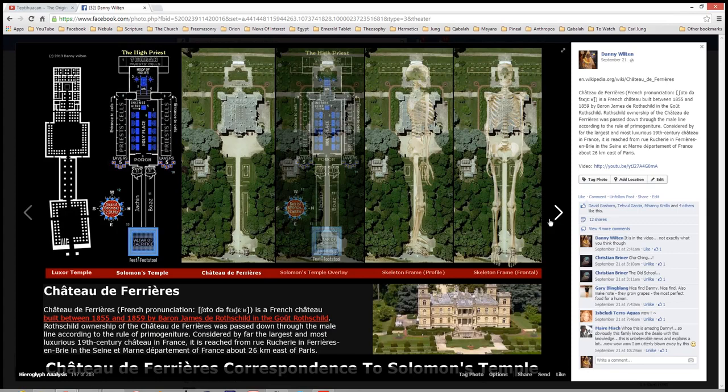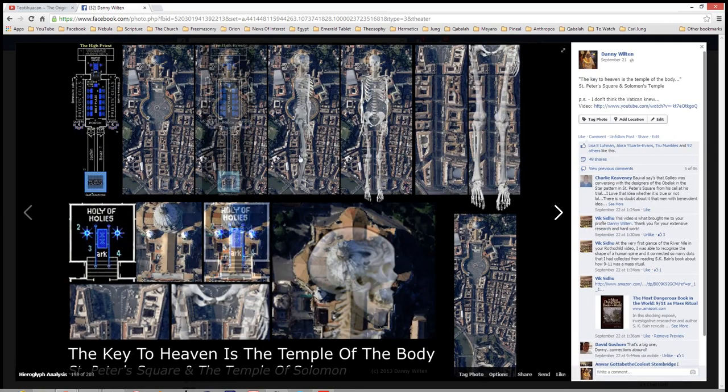So the next place to go was Vatican City at St. Peter's Square. Now from Vatican City, St. Peter's Square, we were able to map this thing out in very high detail. As you see right here, we see both the little stars on either side corresponding to these little temples, the Holy of Holies corresponding to the larger temple.